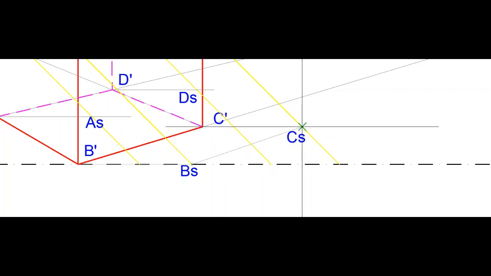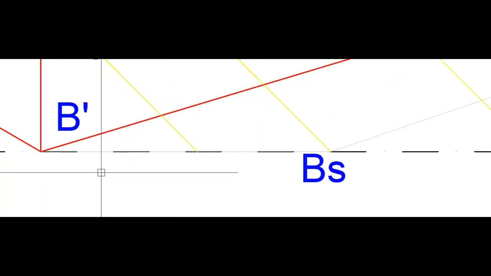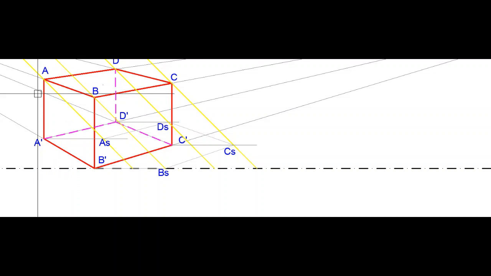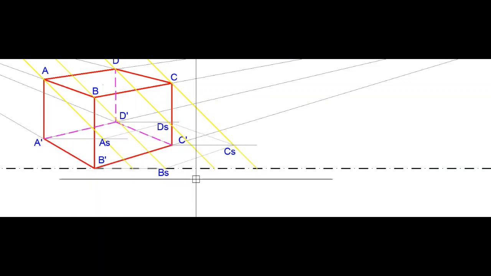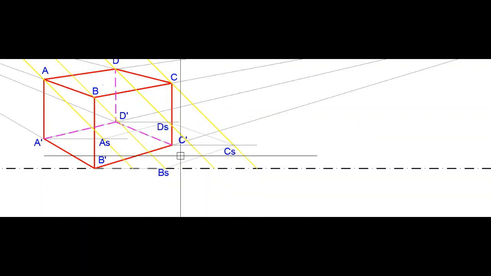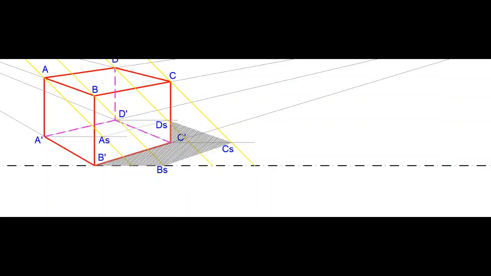Joining AS, BS, CS and DS will make a shadow. This ABCD is the shadow of this plane ABCD on the ground, but this is a cuboid. Then we have to join BS to B dash, DS to D dash and CS to C dash, and the external points we have to join. The external lines that we get will make the sciography. So this is how a shadow of this cuboid has been cast on the ground.